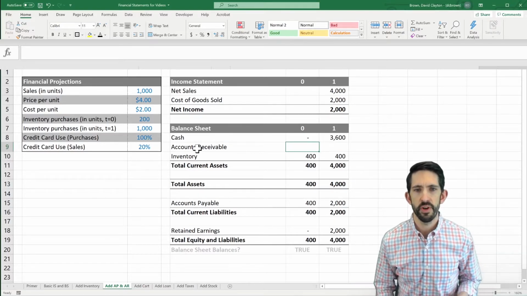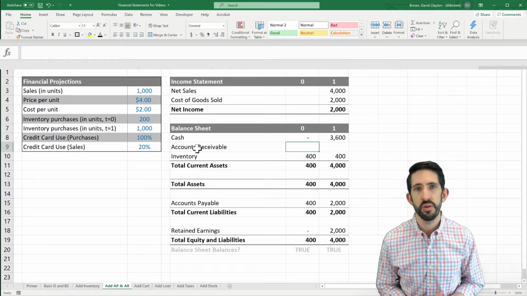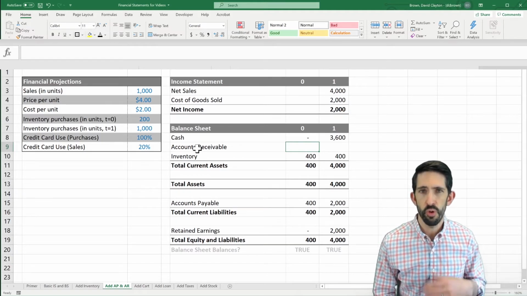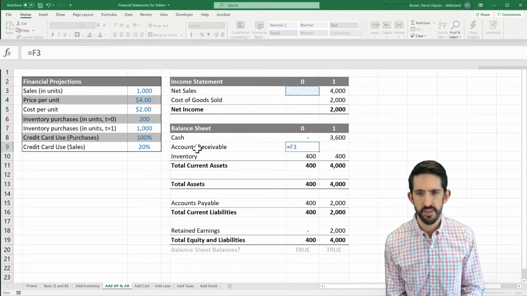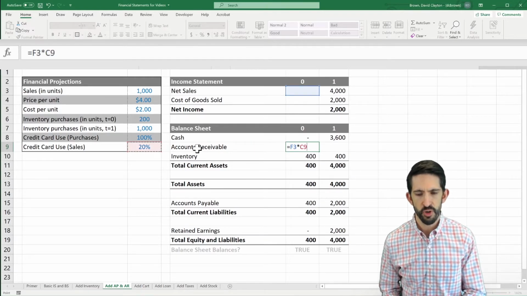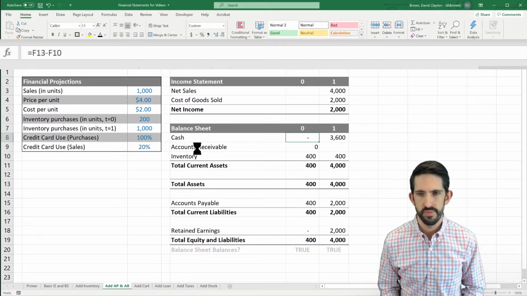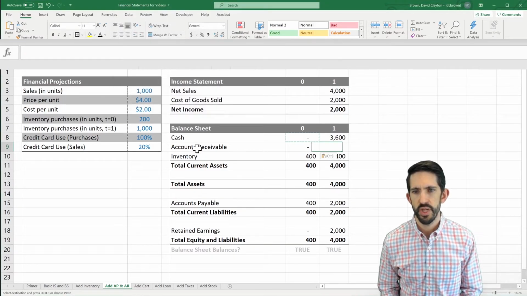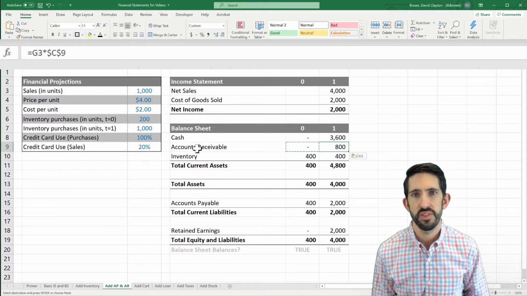For example, we have our credit card use sales of 20%. And so we can base whatever we sell that period, a portion of it will be on credit card or some other form of credit. But to solve for that, we can just take what our net sales are times our credit card use. So at the beginning at time 0, well, we don't have any. Let's actually make that formatted nicely, same as our other format. And now if we copy that over to time 1, now we see that we actually do use some credit.